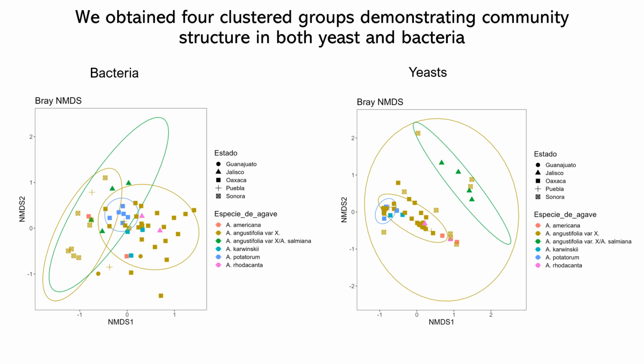Agave angustifolia from Oaxaca in brown solid square, Agave angustifolia from Sonora in brown crossed square, the mix of angustifolia and salmiana from Jalisco in solid green triangle, and interestingly Agave potatorum from Oaxaca in solid blue square. We found exactly the same clustering pattern for yeast analysis, demonstrating microbial community structure through this study.